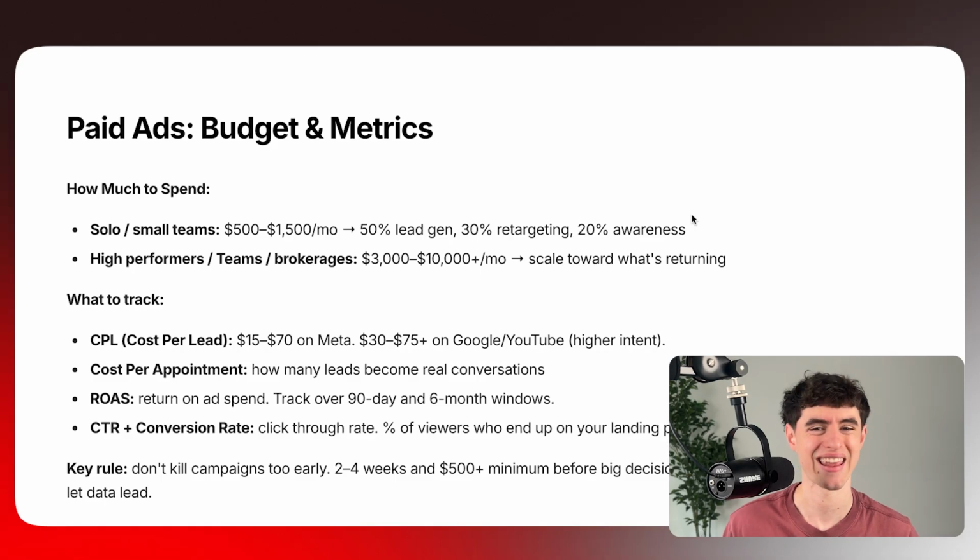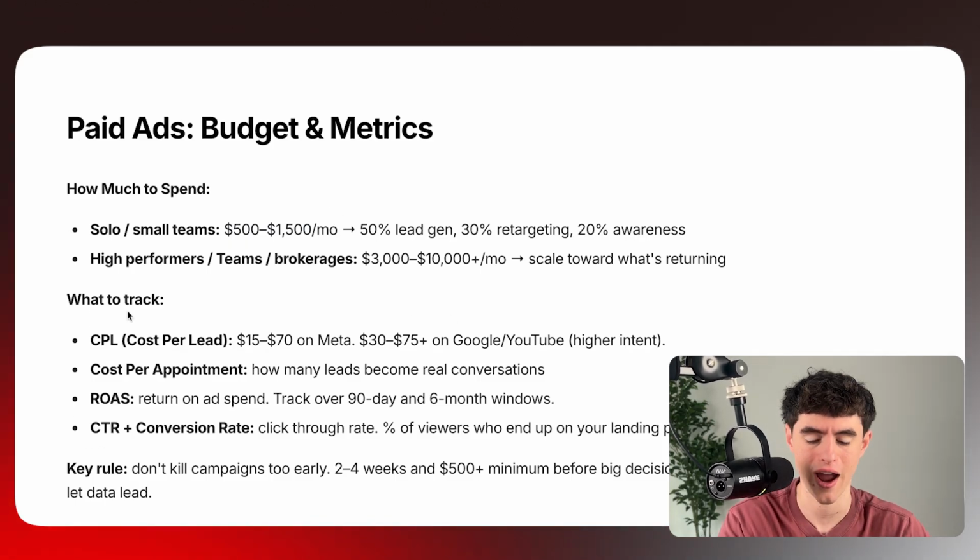And this is going to create an ecosystem of your ads, which are going to feed each other and eventually lead them into the lead generation pipeline, especially the retargeting and awareness ads, which are just going to get them to convert later on. Now, for high performers, teams, or brokerages, the minimum I would spend is $100 a day or $3,000, upwards of $10,000, $20,000, $30,000 a month, because you just want to scale toward what's already returning from this type of budget when you're starting out, and then obviously just double down on what's already working.